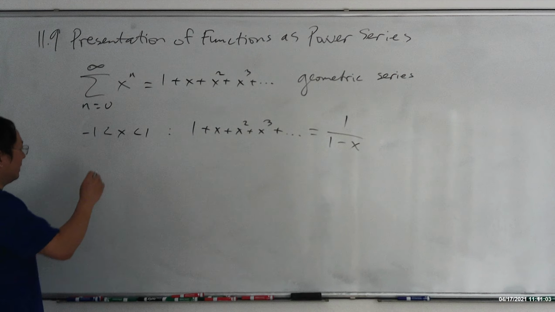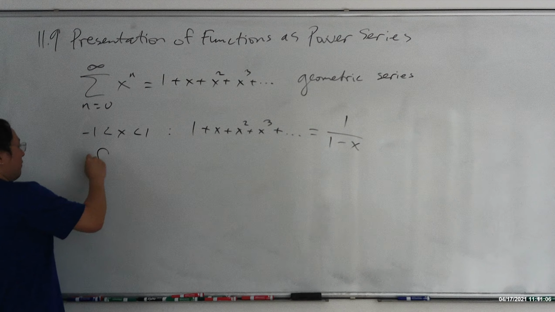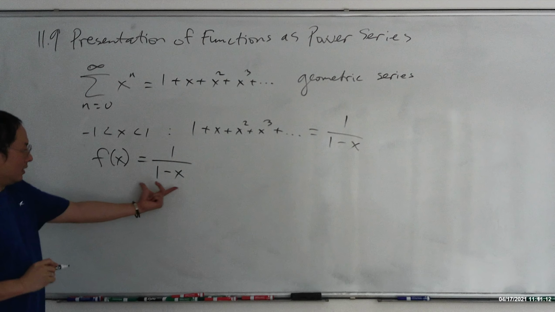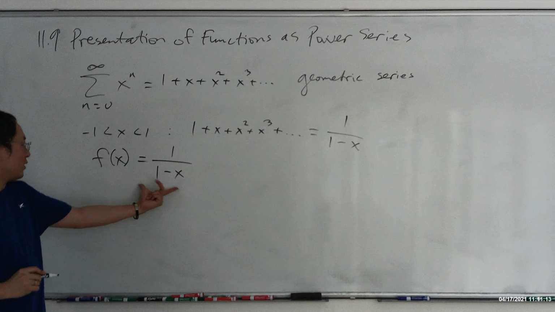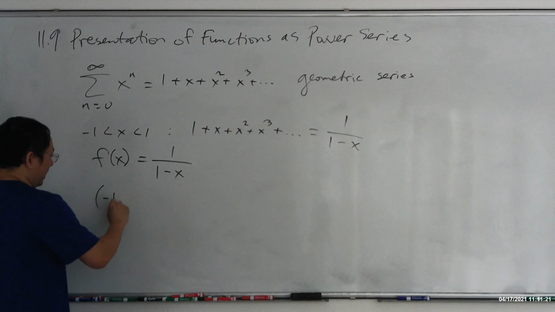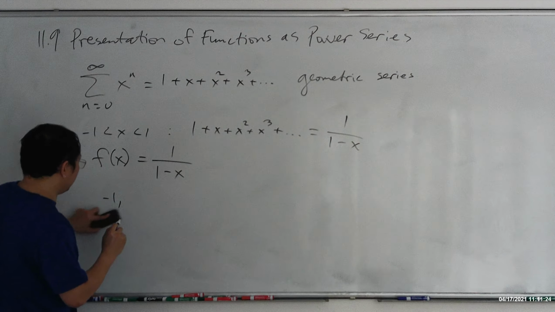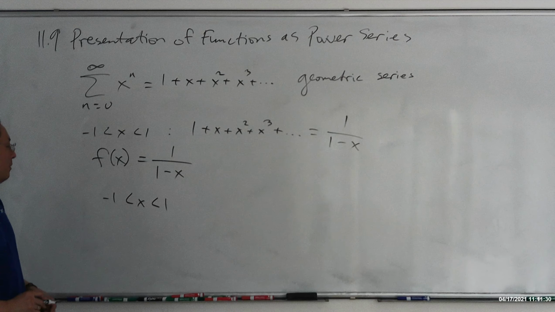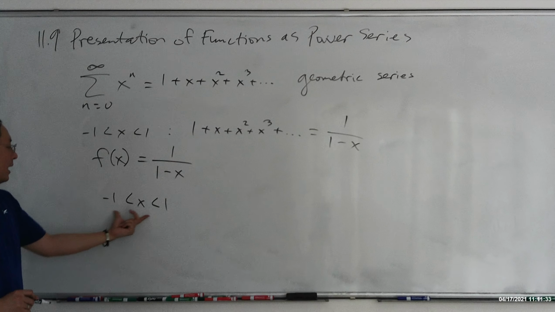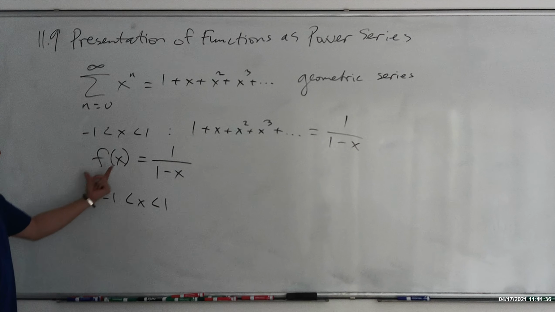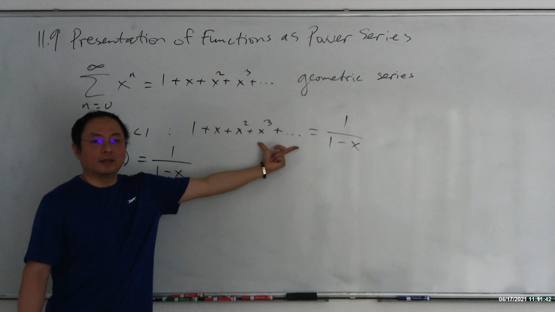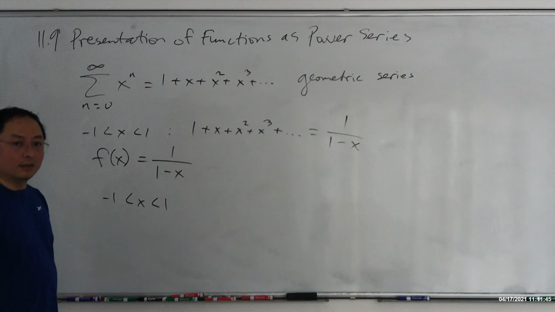Okay? So, think of it a little bit backward. If I have a function f of x equal to 1 over 1 minus x, this is a rational function, you all know. And we have some condition for the domain: x is between -1 and 1. This is not all real numbers anymore. It's just all the values of x between -1 and 1, not including the endpoints. Then I claim that this function 1 over 1 minus x can be represented as the power series right here. That's all I'm saying.